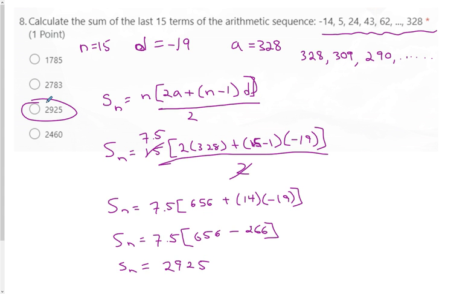So, cool little trick there. Instead of thinking about the last 15 terms of this sequence, you can flip it around, and now we're thinking about the first 15 terms of this reversed sequence, where instead of going up by 19 each time, we're going down by 19 each time. And that makes it a much simpler problem for us to solve. So a little trick there.